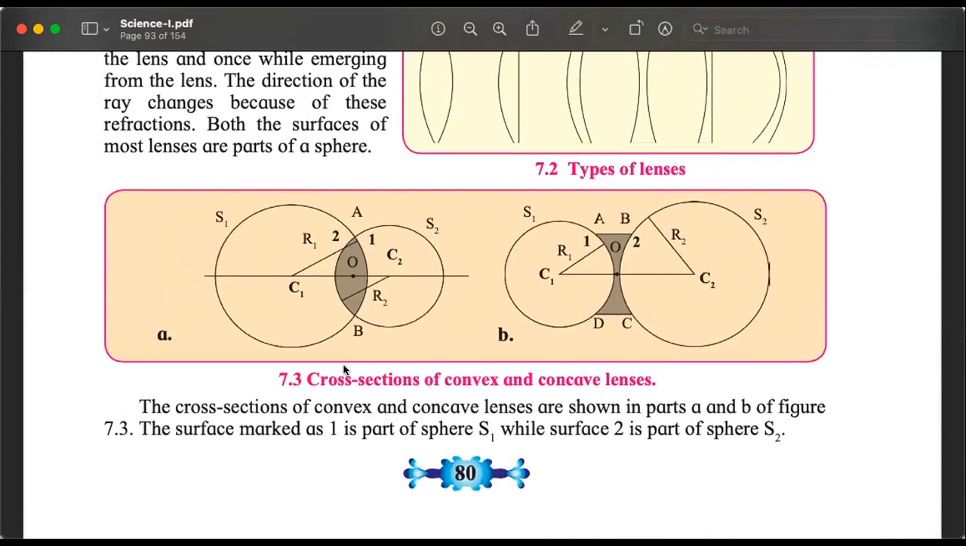We need to draw this diagram. This is the diagram which shows us what is the center of curvature, what is the radius of curvature, where is the optical center, what is the principal axis. What this does not show is focus, principal focus and focal length. So when we draw that, we can put an F here, another F here, and our diagram will be complete. This is the diagram that is required.